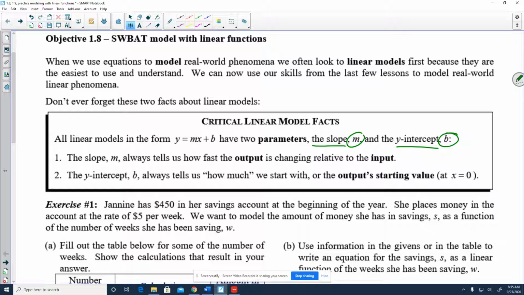The slope m always tells us how fast the output is changing relative to the input. So that's just a really fancy way of saying whatever is our rate, okay? And you'll see what that means in a minute. Remember that another word for slope is average rate of change, right? So today, we're going to be dealing with some rates, and we'll review what that means in a minute. But we're going to be dealing with rates, and that's going to be our slope in our equations that we're dealing with, okay?